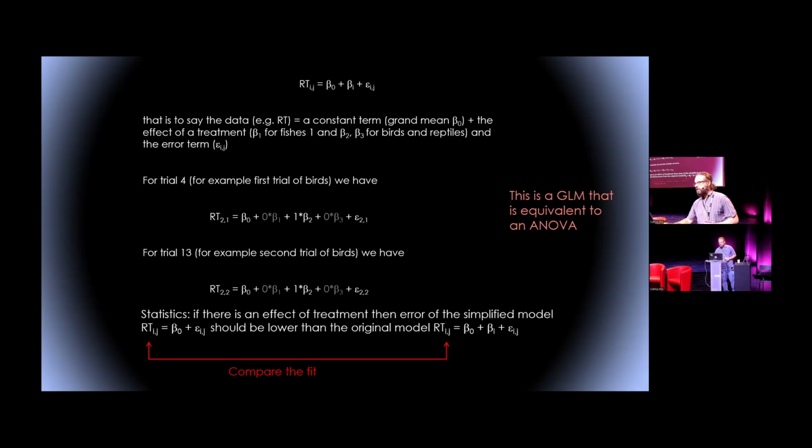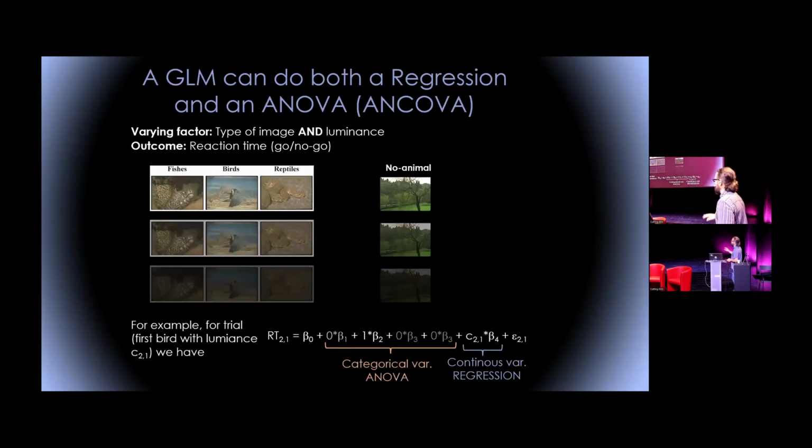Now, the cool trick is I can put the two together, no problem. Reaction time now is based on the categorical variable, whether it's a fish, bird, or reptile, plus the luminance of the image. And so I just add my regression term from the first time. And now it's an ANCOVA. Okay, that's simple. And you can have as many terms as you want, as many variables as you want. So a general linear model is truly the ultimate linear model.